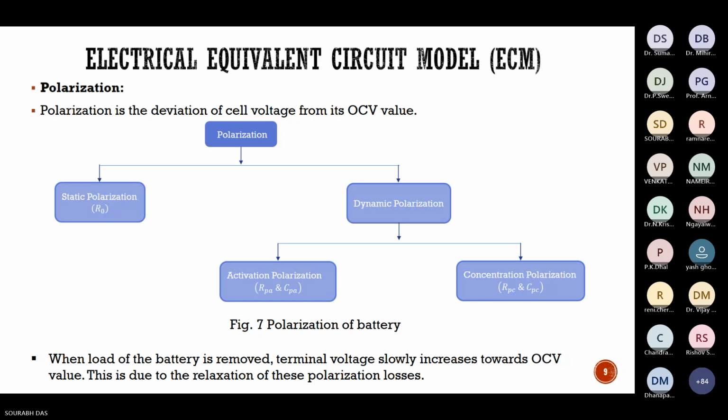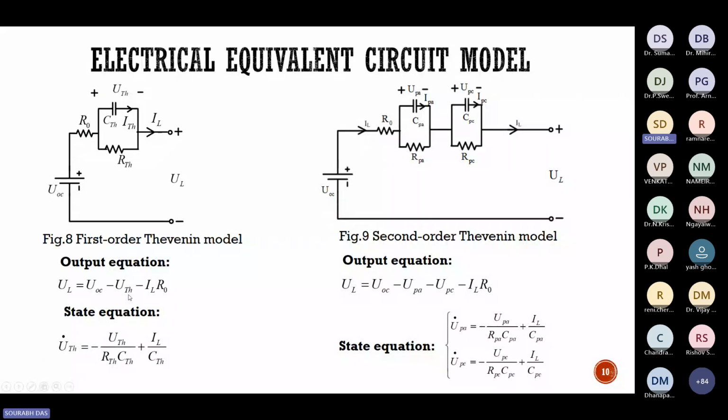So here we can see that figure 8 is the 1RC model, and figure 9 is the 2RC model. In figure 8, it consists of one voltage source, one internal resistance, and one RC parallel circuit. The voltage drop due to the internal resistance and RC is called the polarized voltage.